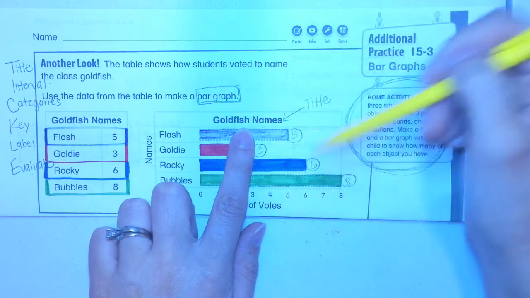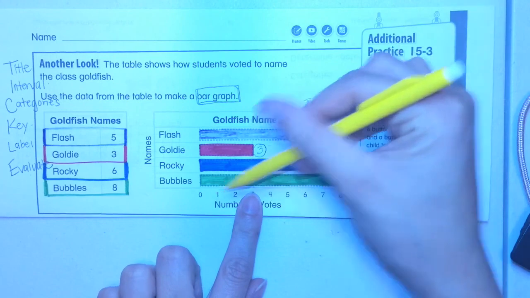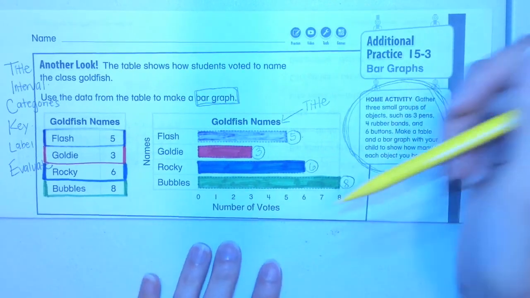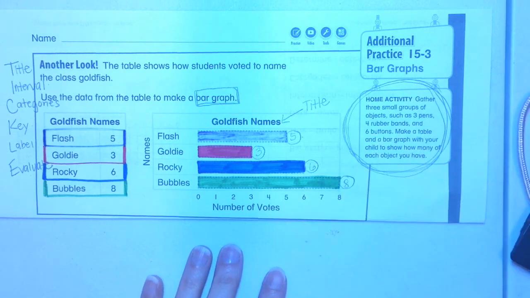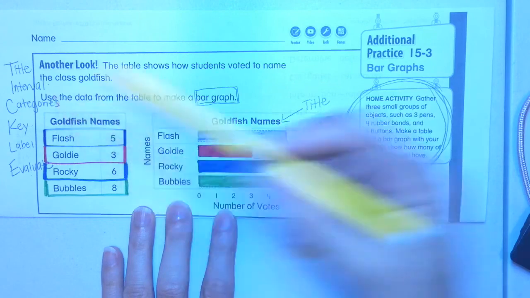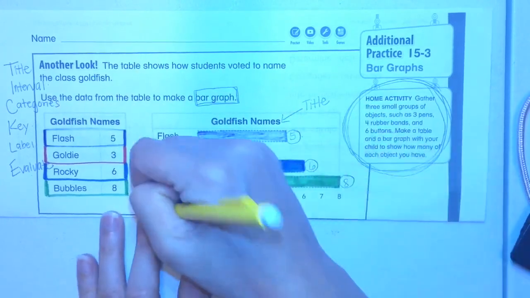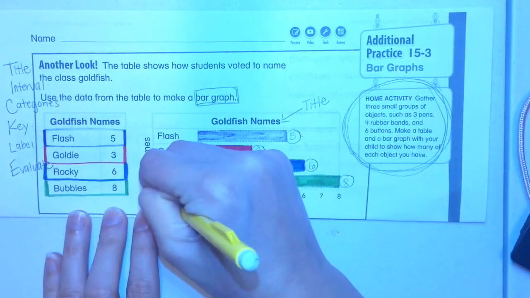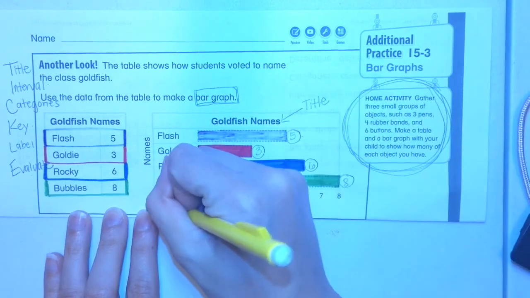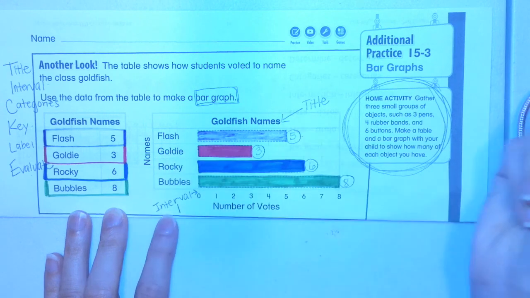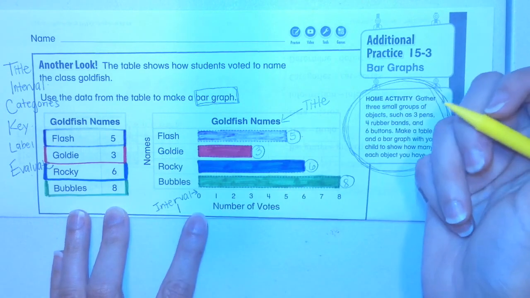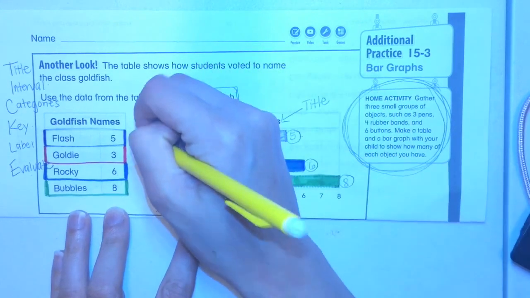Okay, so on these problems it's going to be easy because the interval is just 1, but you may notice on problems when you get to 3rd grade that the interval is not always going to be 1, and so that's why I want you to start noticing it now. Then we have the interval, that's right here, so you can label it interval, or you can just put an I, and you can even put 1 so that you know that the interval is 1. The categories in this problem are the names.